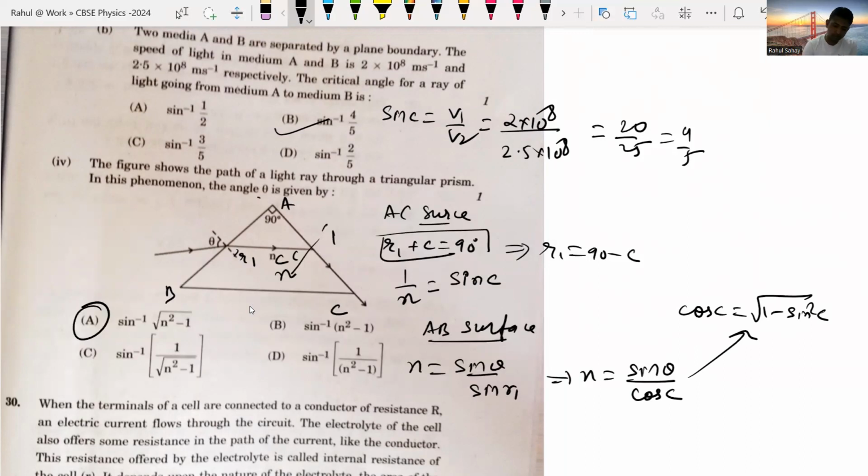So first apply it over here and find out the C value. R1 plus C is 90 degrees. Then you can apply it on the AB surface. So this is a little bit moderate, we can say. Question, so we do two times this. Okay. Next, question number 30.